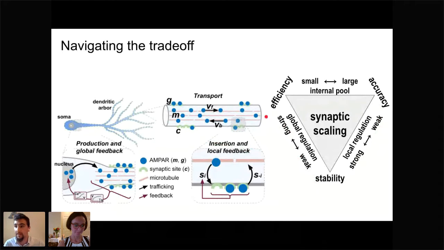notice is that neurons that are more strung out, that require longer transport of the scaling factor, are going to be harder to scale. I hope that answers the question.